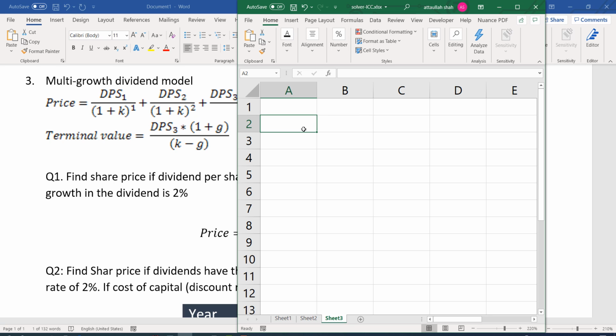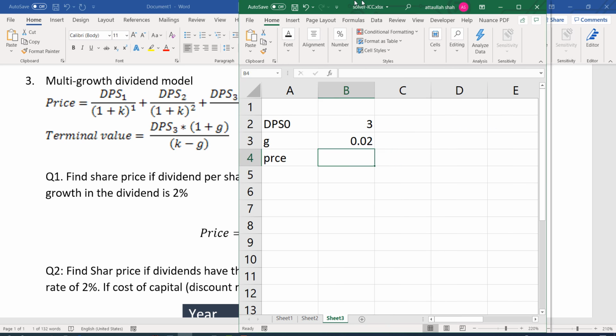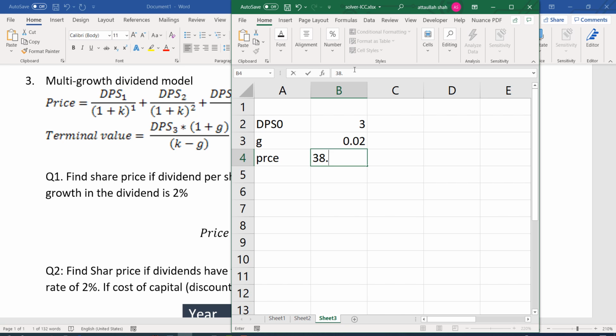Okay, so let's come back to Excel and try to enter these values. So we have DPS 0, that is current dividend. Current dividend is 3. Growth rate is 0.02. What else do we have? Let's say we have price. The share price is given. Assume it is given. Let's say it is 38.25. What is the cost of capital? That is K.